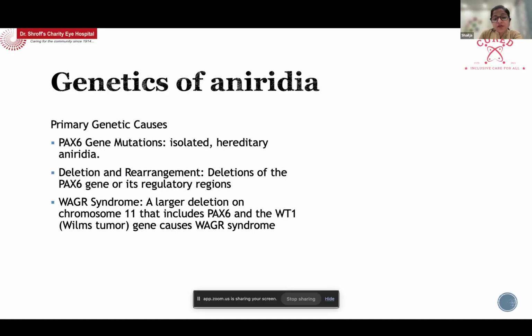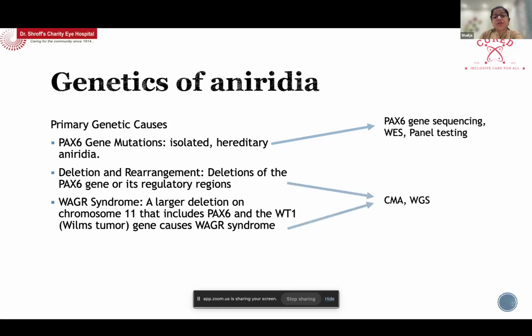For this patient, we really wanted to know about that large deletion, encompassing both PAX6 and WT1. While whole exome sequencing or next generation sequencing, PAX6 sequencing, and even panels are good for point mutations and even small deletions and duplications, they are not very good for larger deletions and duplications or rearrangements, for which a chromosomal microarray or even a whole genome sequencing is required.